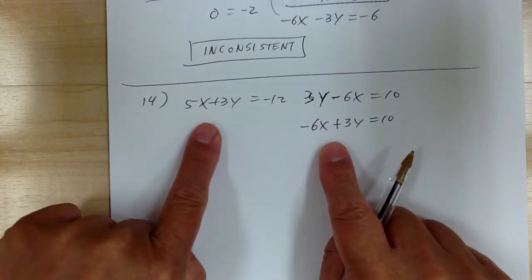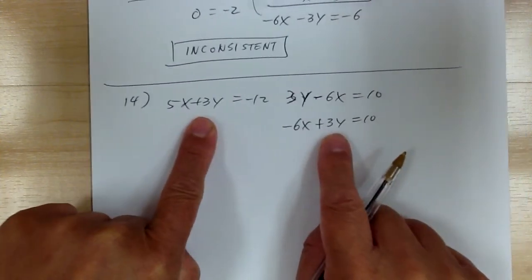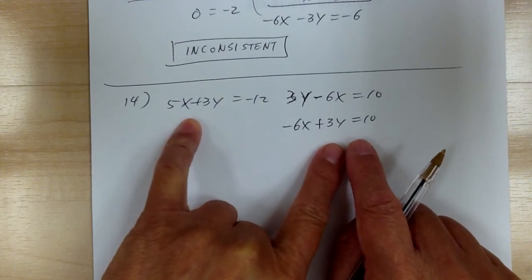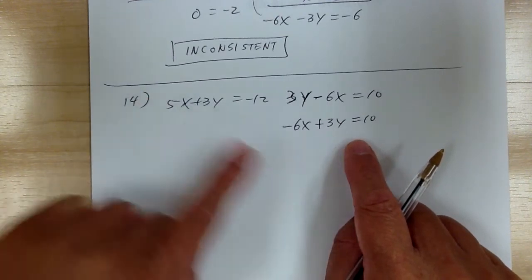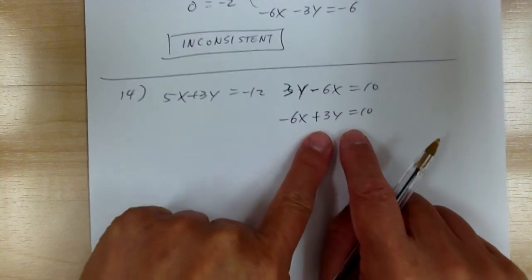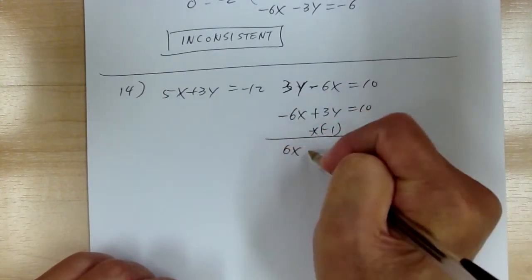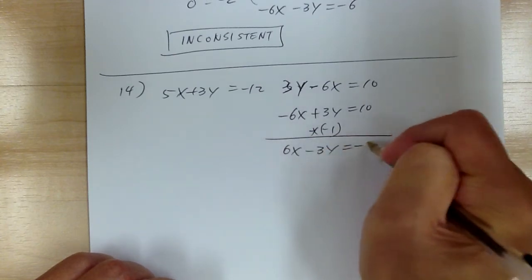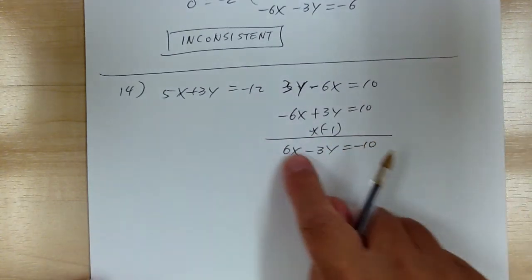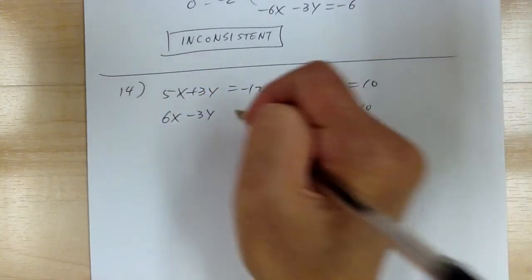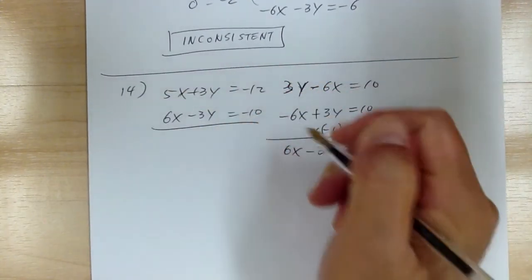Okay, so by looking at these, looks like you got 3y here and 3y here. They are the same, but you need an opposite. So to avoid a lot of negatives, I'm going to multiply this by negative 1. So I get 6x minus 3y equal to negative 10. And I'm going to put this under here.